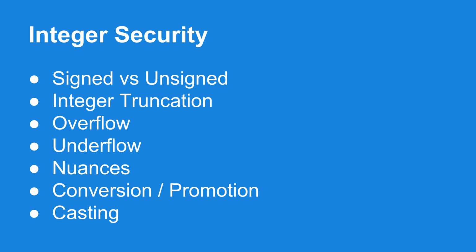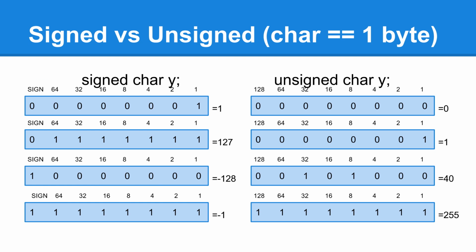So that ends that section, and we're going to pick up with integer security and also cover floats at the end of it. But we're going to start covering signed versus unsigned integers, cover integer truncation, cover overflows, underflows, some nuances, conversions and promotions and casting.